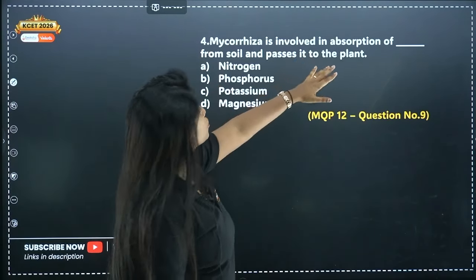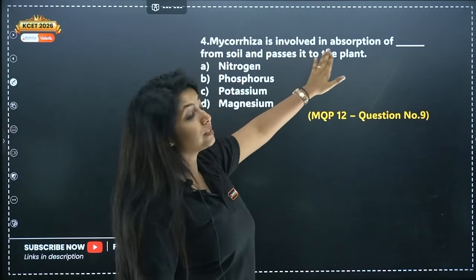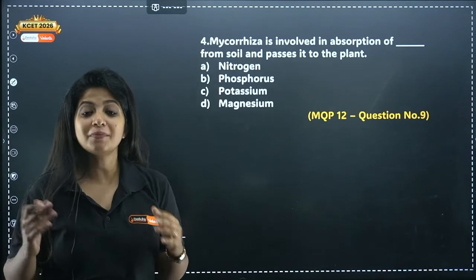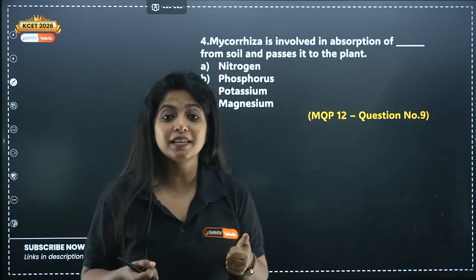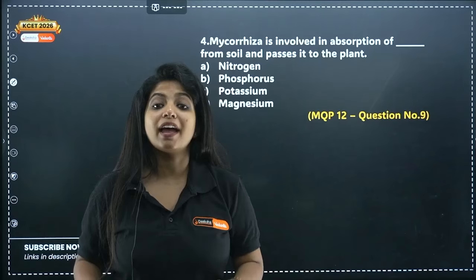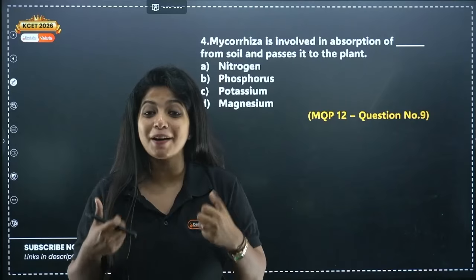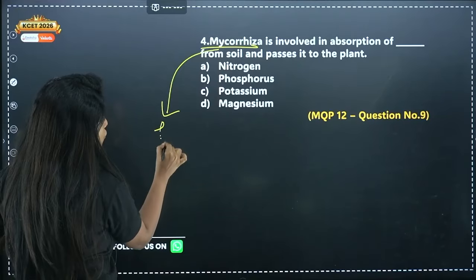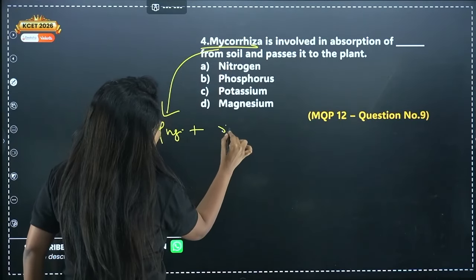Mycorrhiza is involved in absorption of dash from the soil and passes it to the plant. You know, mycorrhiza, cyanobacteria, bacteria, all of them are biofertilizers. They help in increasing the nutritional quality of the soil and basically helping the plants with the growth. They act like biofertilizers, my dear children. So mycorrhiza over here is a combination of fungi as well as the root of the plant.